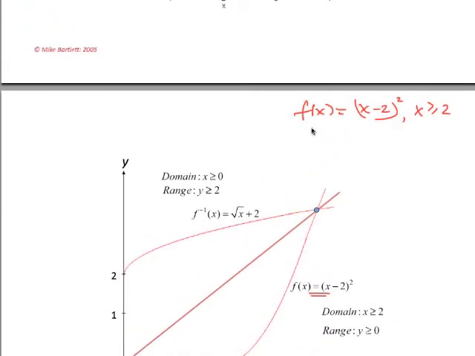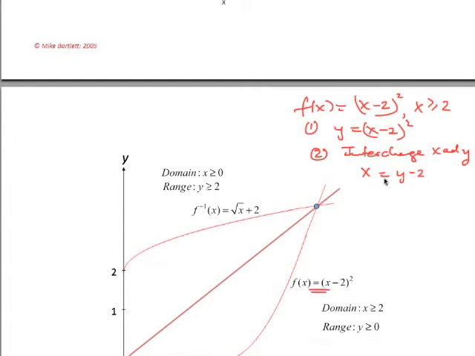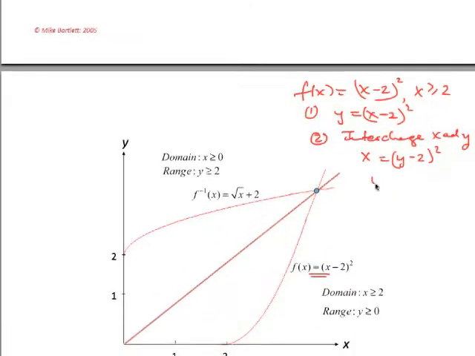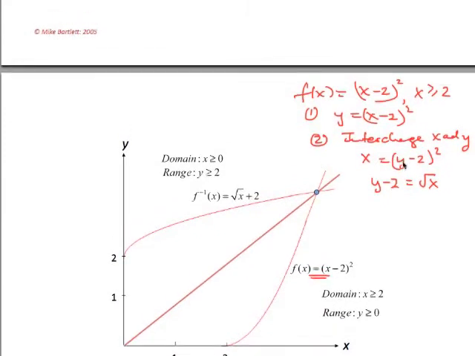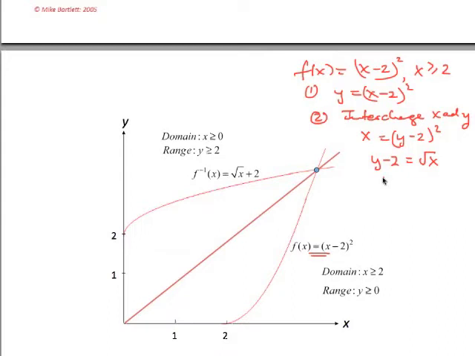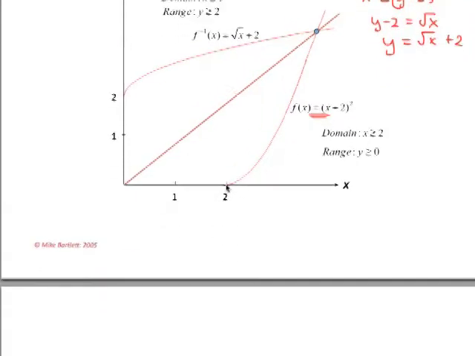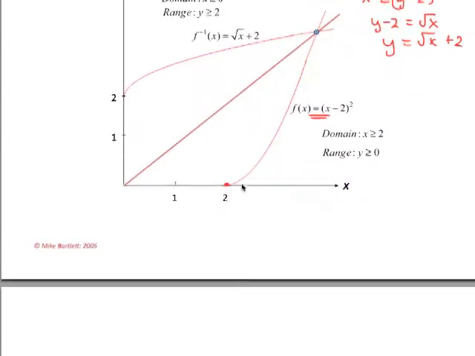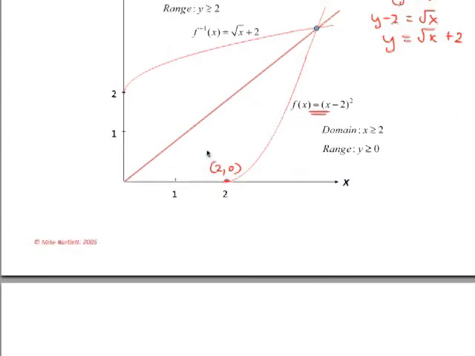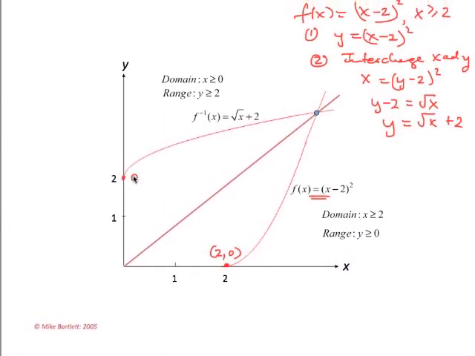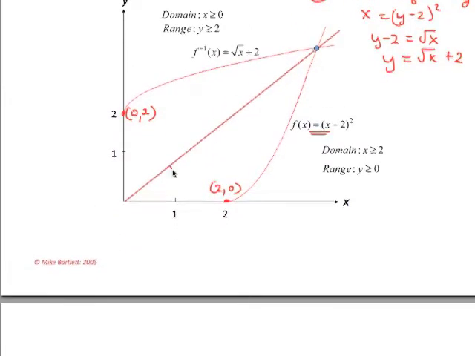Now if we want to find the inverse, we write it as y equals x minus 2 squared. Second, interchange x and y. So I end up with x equals y minus 2 squared. Now we take the positive square root, so y minus 2 is equal to the positive square root of x, and so y is equal to the square root of x plus 2. Notice that that's the square root function lifted up 2. Now, when x is equal to 2, in this function we end up with the point 2, 0. So, interchanging x and y, we end up with the point over here of 0, 2. Here's our line y equals x.